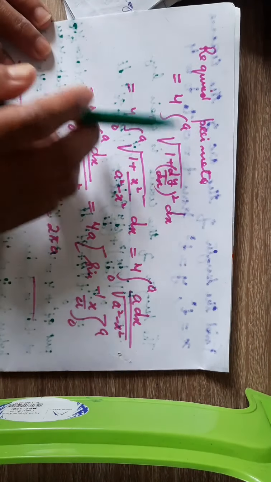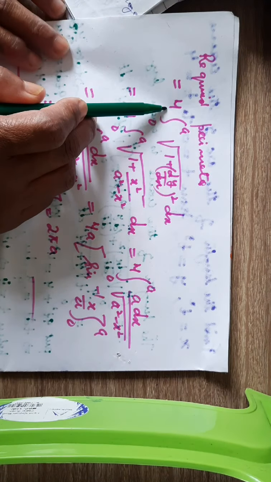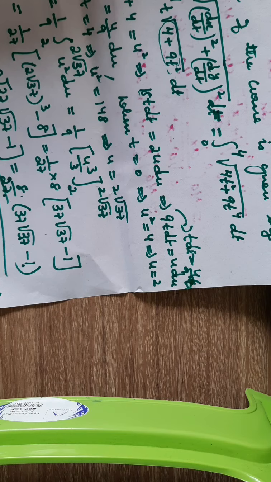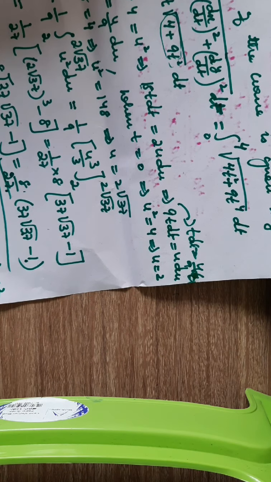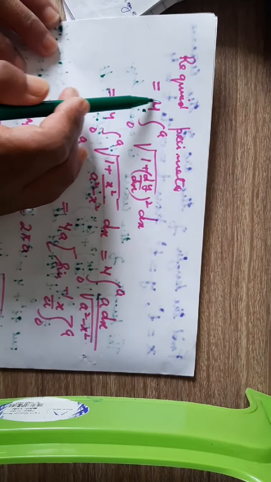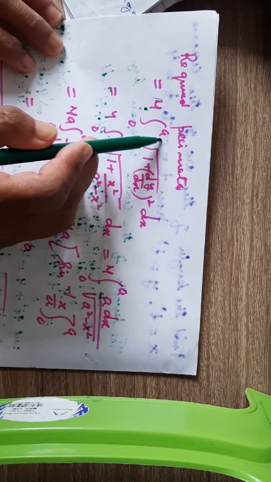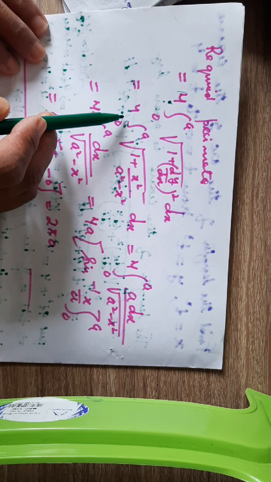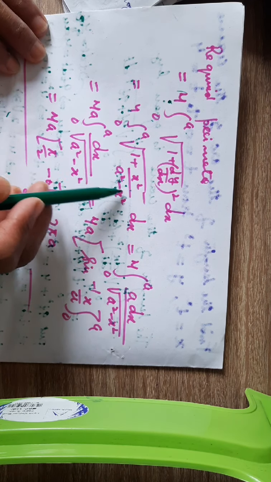So the required perimeter is equal to 4 times, and I'm writing 4 here because I'm taking only that arc which lies in the first quadrant. By taking all, the perimeter means the length of the surrounding of the circle, so I have to multiply it by 4. Integral 0 to a of square root of 1 plus (dy/dx)^2 dx. And this is 4 integral 0 to a, substituting dy/dx.